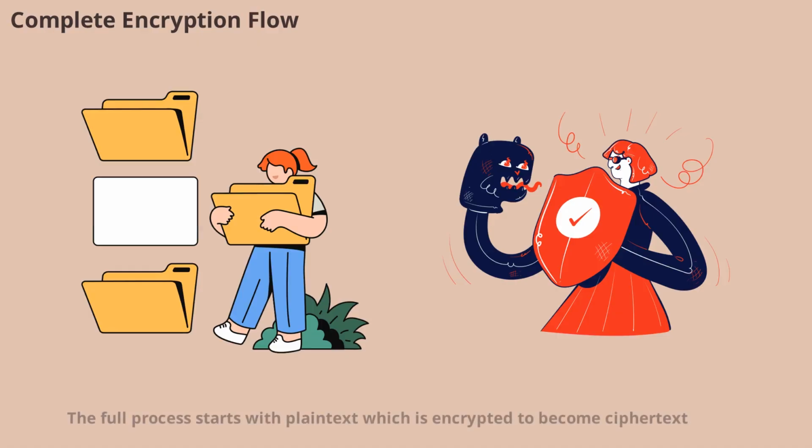The full process starts with plaintext, which is encrypted to become ciphertext. This ciphertext travels across the internet, protected from attackers. When it reaches the recipient, decryption restores the original plaintext. This cycle ensures that sensitive information remains secure from start to finish, no matter how many systems it passes through.